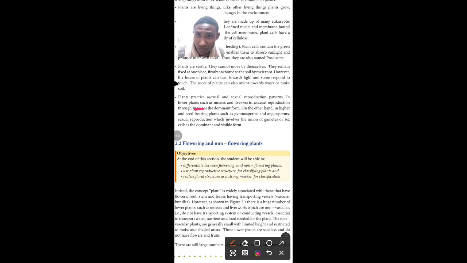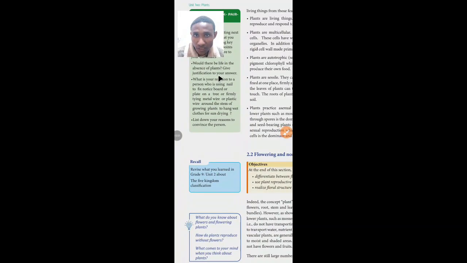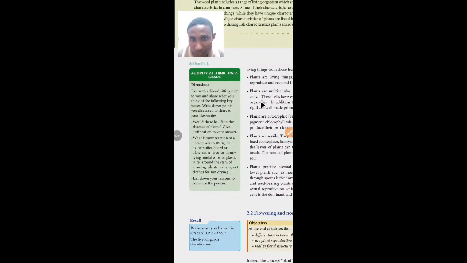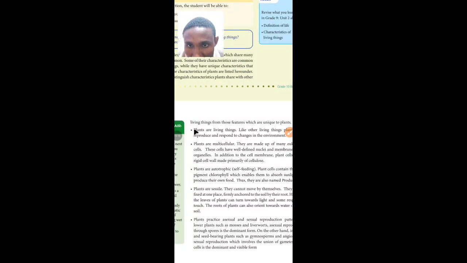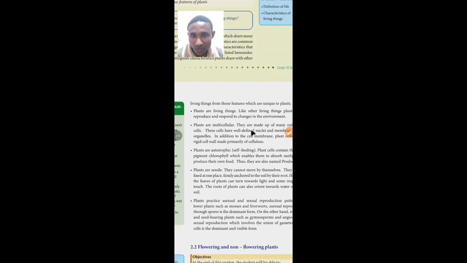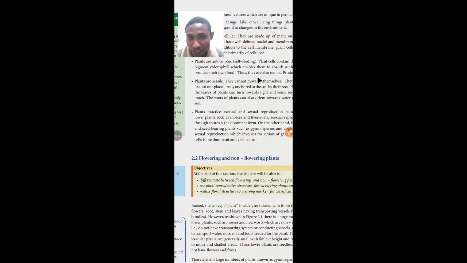So that's the concept of this topic. There are also some activities and recall questions, but they are not so necessary. Generally, that is the characteristics of the plants. So we will summarize the characteristics of the plants and proceed to the next section, which is about flowering and non-flowering plants.